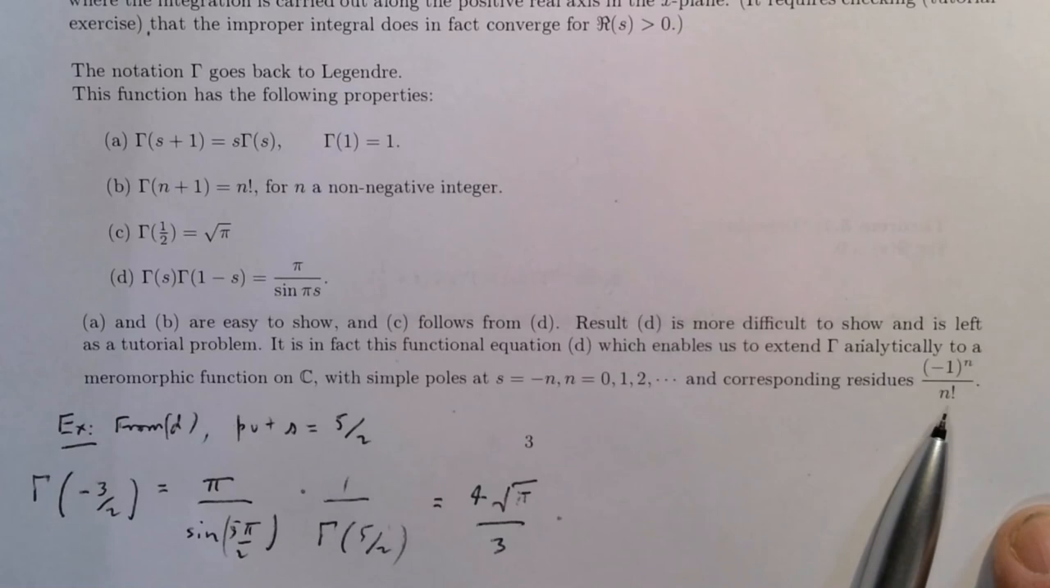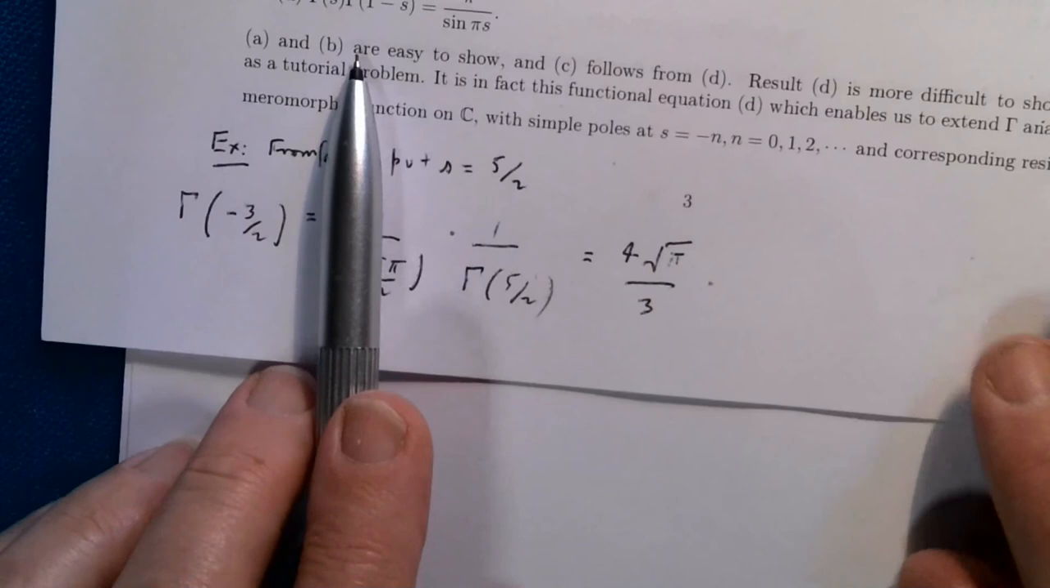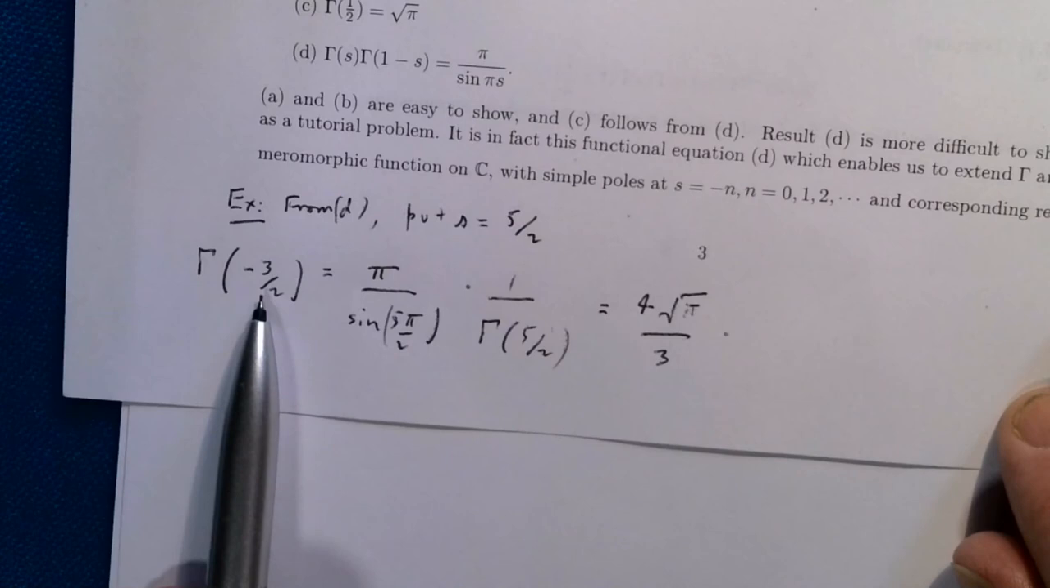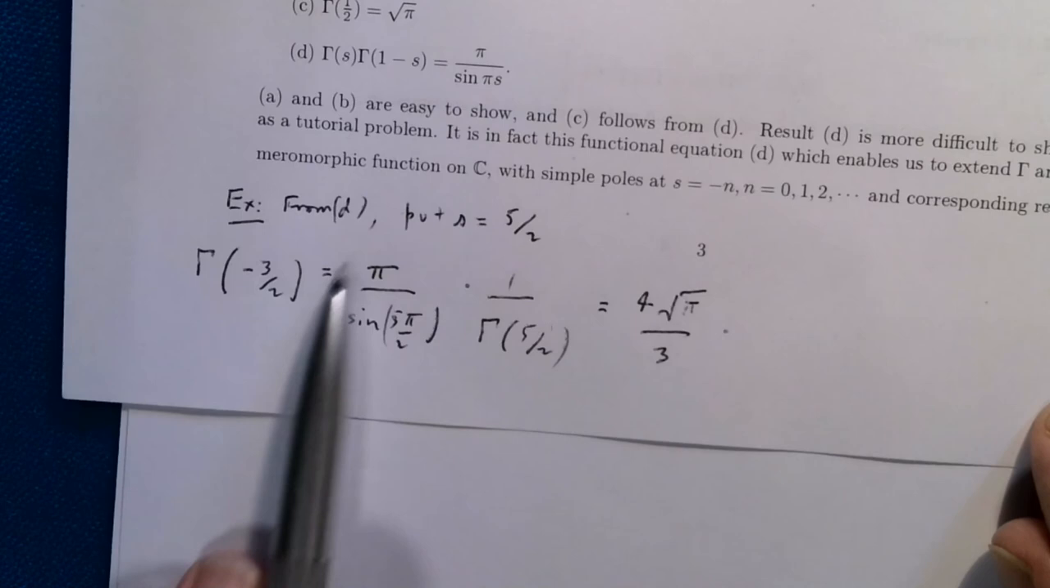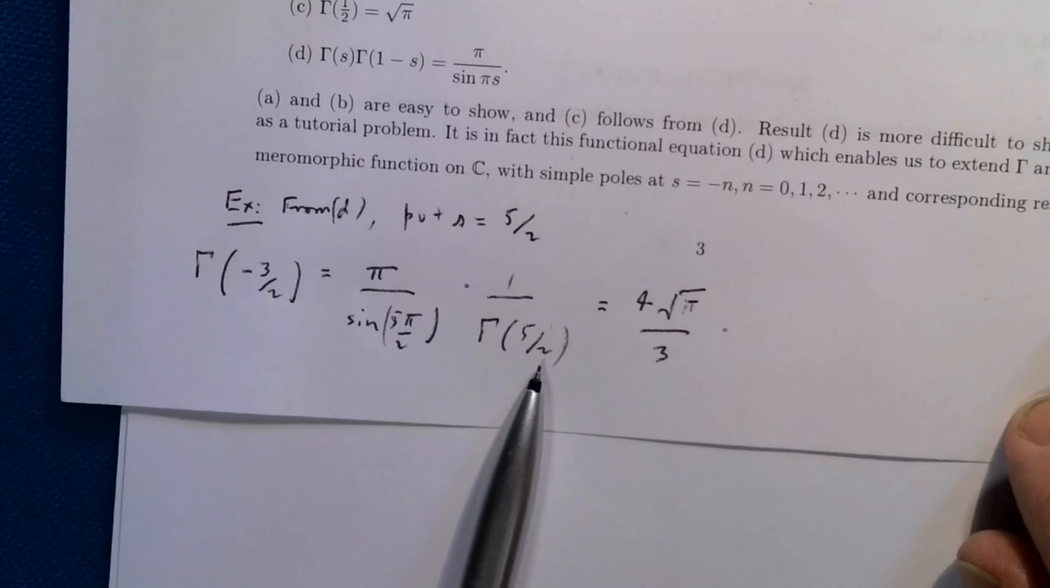So just as a little example, we can use D to get an analytic extension of gamma back to negative values. For example, if we put s is 5/2 into the expression here, then we can calculate gamma of, say, minus 3/2. That is simply by part D: pi on sine of 5 pi on 2, that's of course 1, times 1 over gamma of 5/2. And then we can use parts A and C to simplify this expression, because gamma of 5/2 is just gamma of 1 plus 3/2.